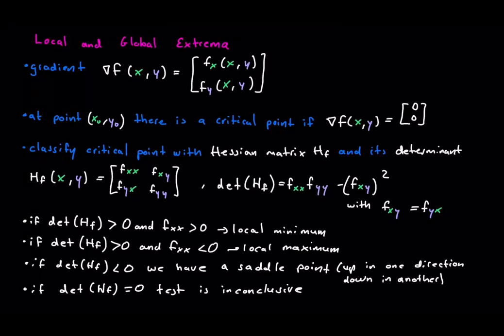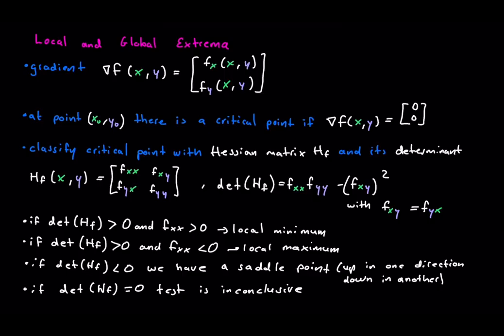Good morning, champ. Now that we can approximate multivariable functions with Taylor polynomials, it's time to ask an important question. Where do these functions reach their highest and lowest points? We're talking about local and global extrema, the peaks, valleys, and saddle points of a surface. This topic connects everything we've learned about gradients and the Hessian matrix.